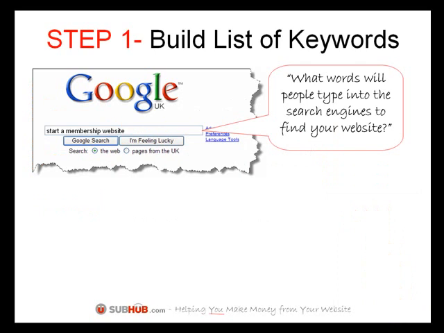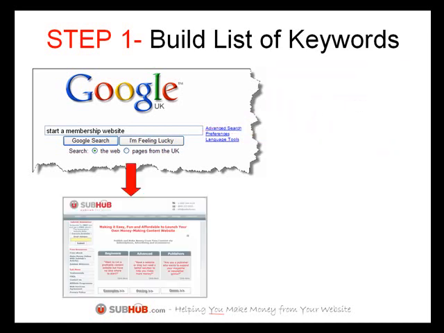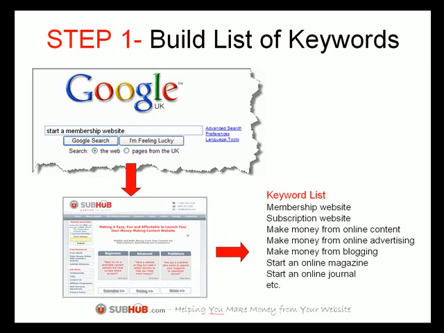The keyword list is a list of all the words that you would like internet users to type into a search engine to find your page. For example, for SubHub, we do membership websites, so we would like anyone typing "start a membership website" into Google to find our page. But that's not the only keyword we'd like them to type and find our page with. There are hundreds, so you've got to make a list. In this example: membership website, subscription website, make money from online content, etc., etc. And that takes us on to step 2.